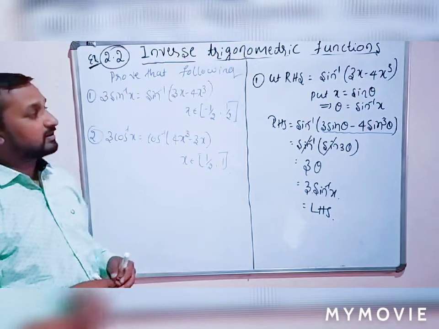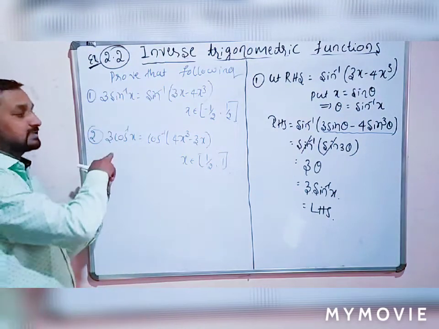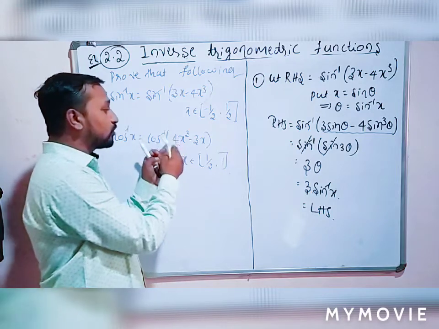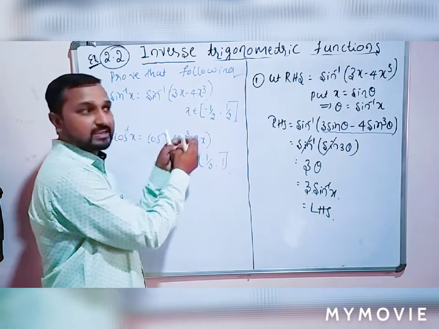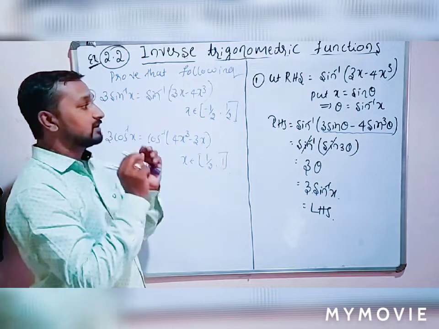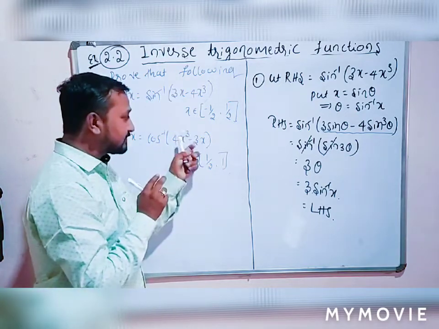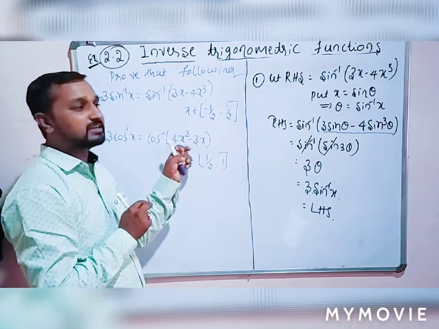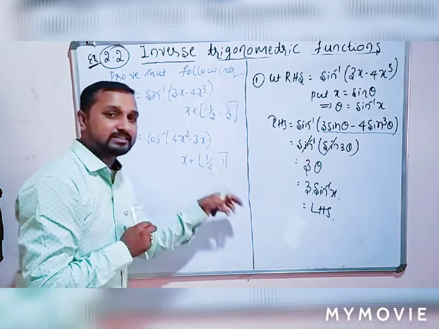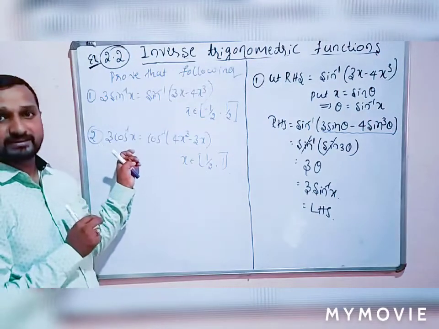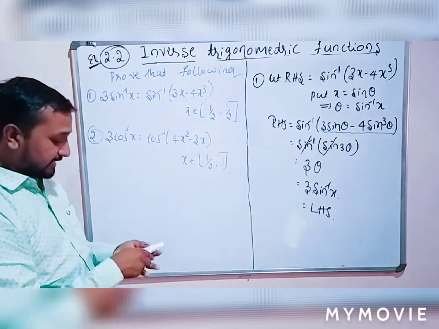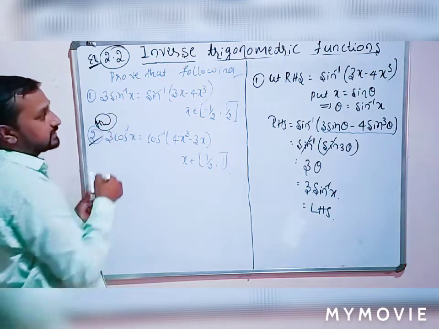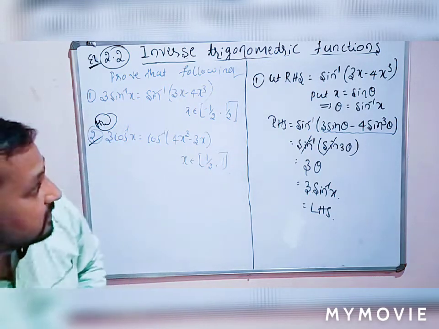Students, very easy example. And in the second example, we put x equal to cos theta. Then 4 cos cube theta minus 3 cos theta is nothing but cos 3 theta. Cos inverse and cos get cancelled, giving 3 into theta. Theta is nothing but cos inverse of x directly. Is that clear? So write down this example, and this is your work. Okay, write down, students.